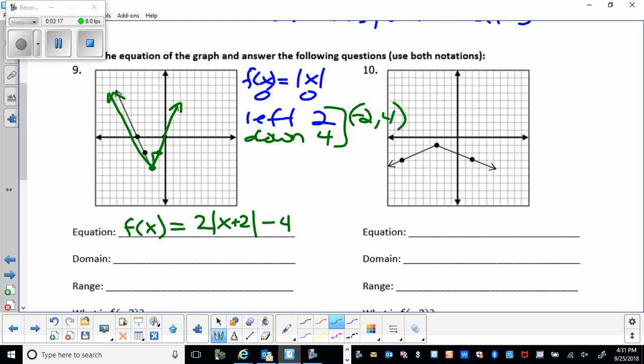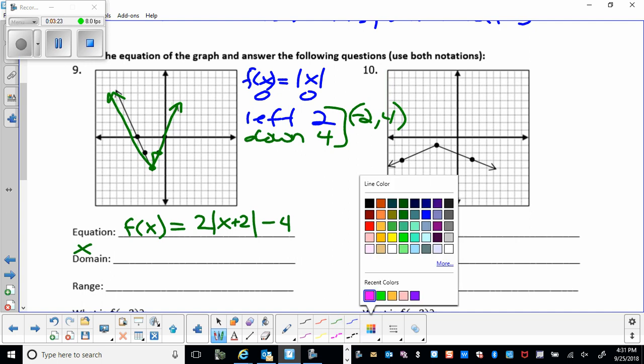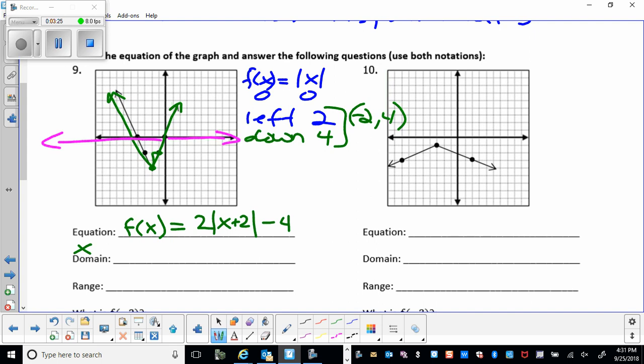All right, now if I'm looking at the domain, remember that's the x values. As you go to the left and to the right, that's the domain. Well, you go forever to the left and forever to the right. Okay, and it says use both notations. So my x values are all real numbers. Okay, and then range. The range is my y values.